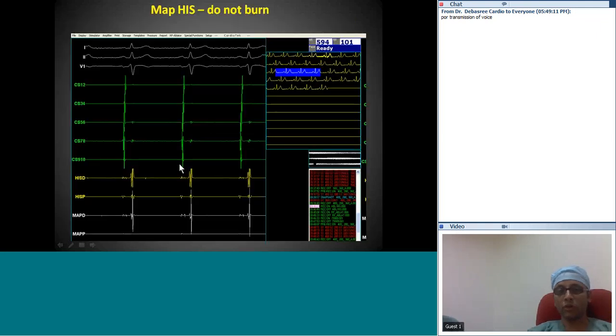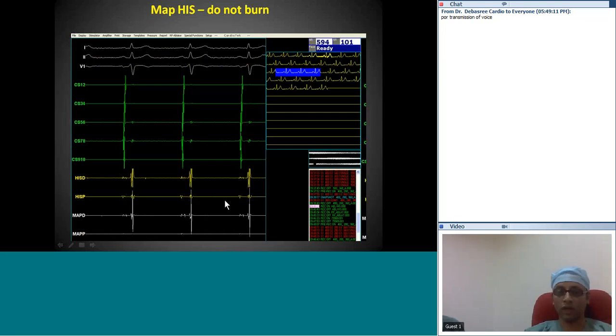So then what do we do? As I said to you, now I take an ablation catheter and I start mapping the region. So first I go to the His region. Now you can see A, H, and B. Do we burn here? No, because if we burn here, he will need a pacemaker. So that's the reason you need to have electroanatomical mapping.